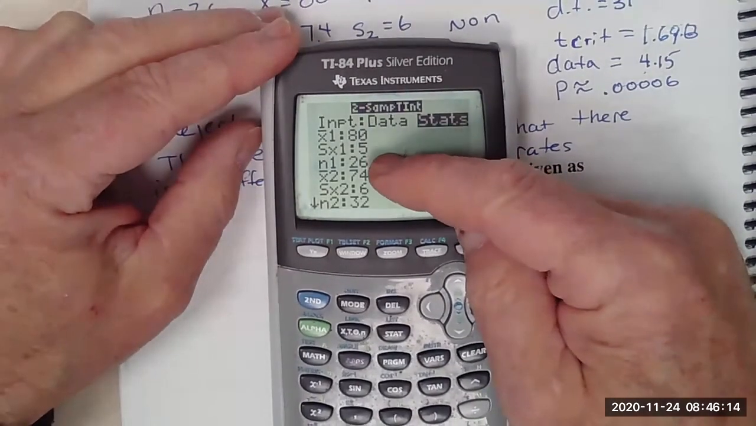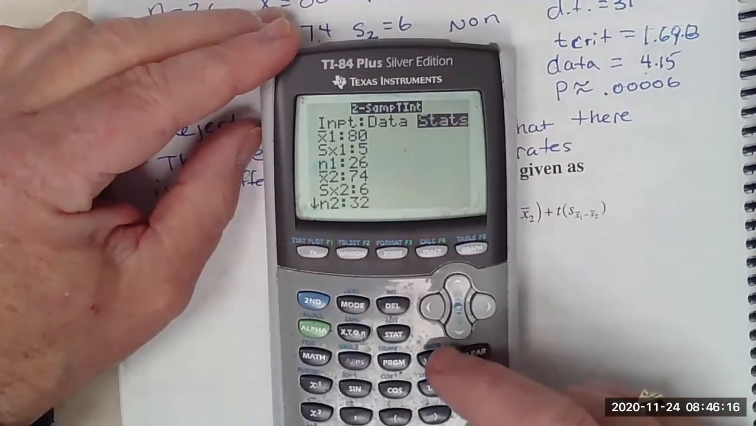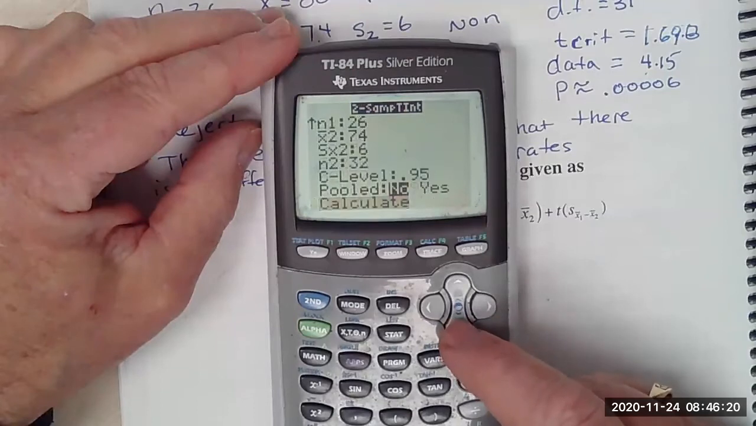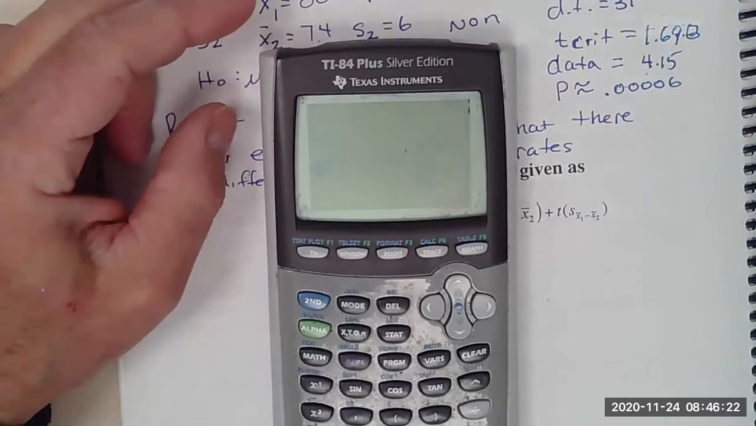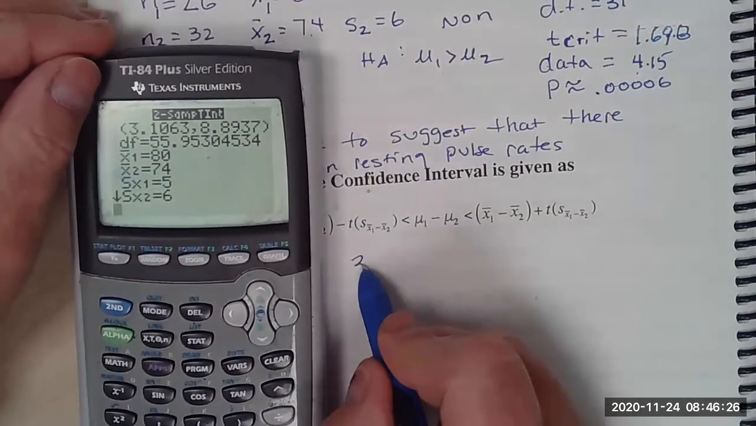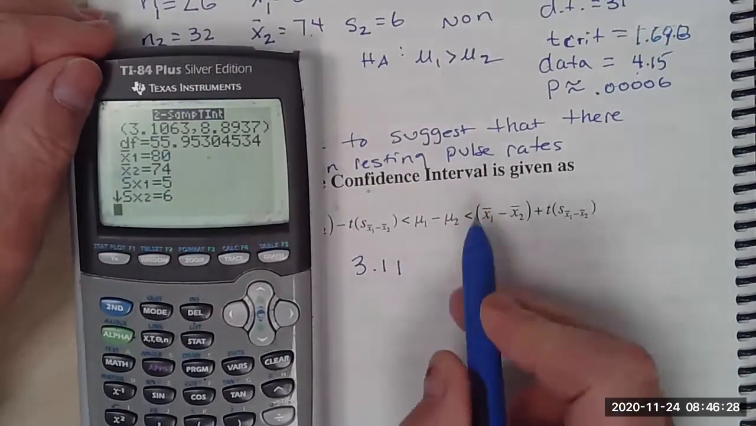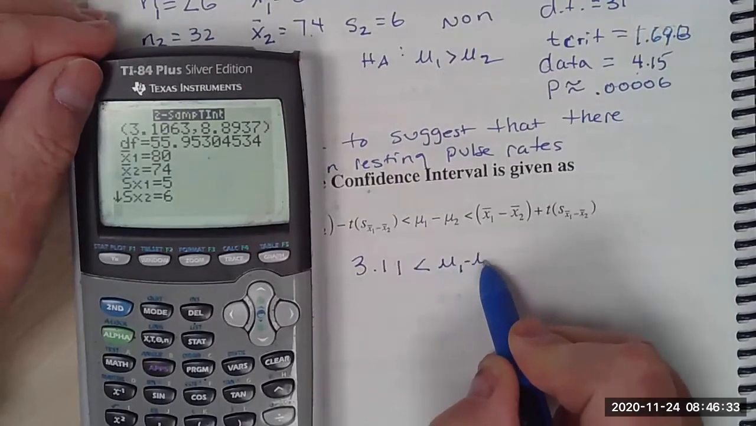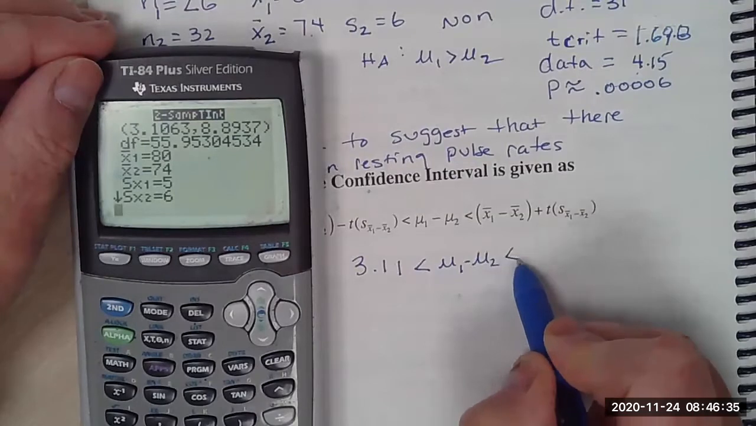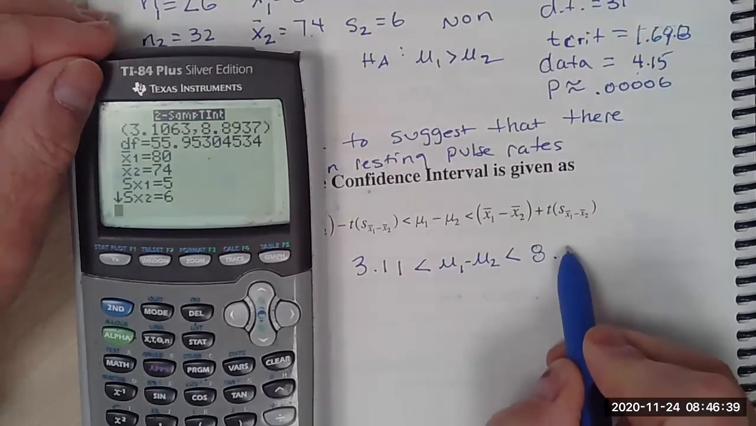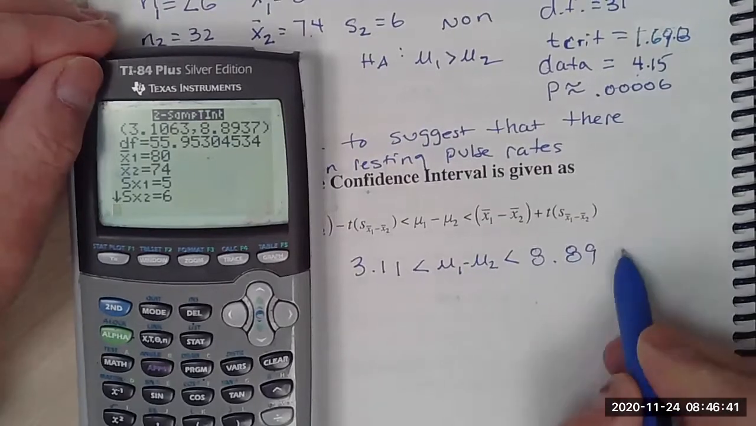So let's see, is this all the same? It is all the same. Look at that, all the same. Okay, calculate. And what you have is two numbers. You got 3.11 is less than mu sub 1 minus mu sub 2, and then less than 8.89 beats per minute.